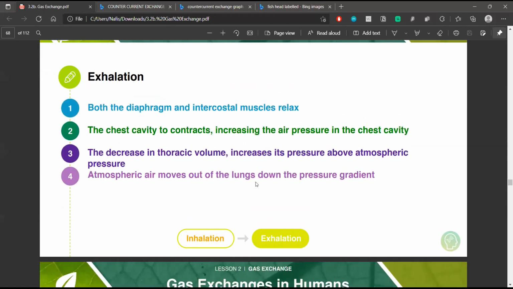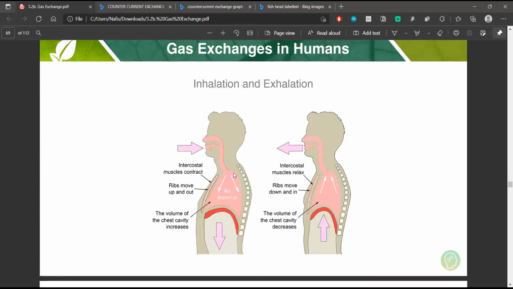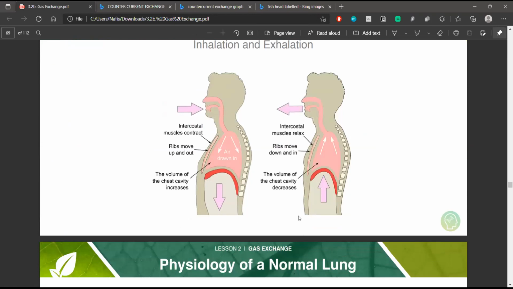In exhalation, both muscles relax. So the chest cavity relaxes and everything moves back to its normal place, which then causes the air pressure to increase. The decrease in volume increases the pressure above atmospheric pressure, so then air moves out of the lungs down its pressure gradient. Does that make sense? So moving down, then moving back up.